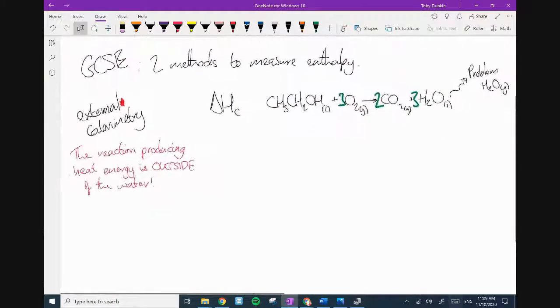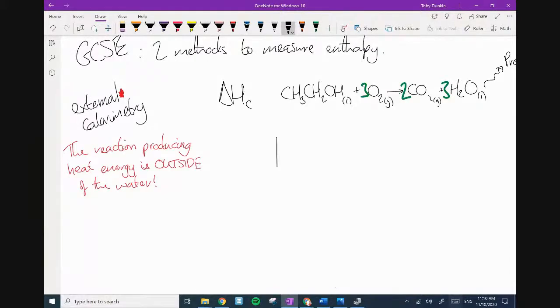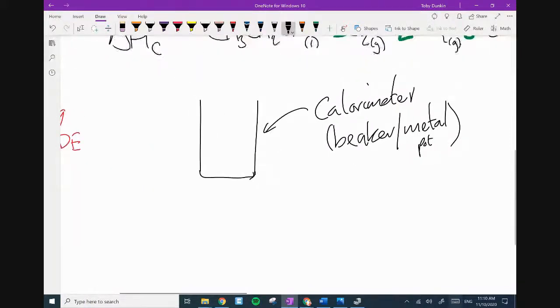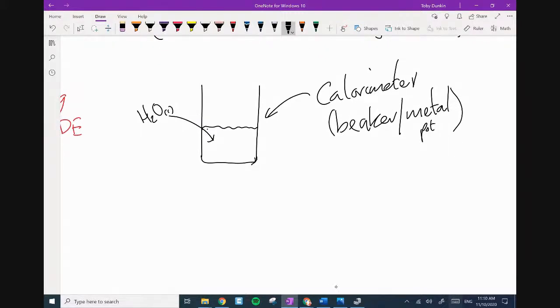And what does external calorimetry look like? It looks like this, and yes, you have to be able to draw it. You have a copper calorimeter. This is actually called a calorimeter, and this is literally a beaker or a metal pot. The metal pot is better because it conducts heat better, but it also has a higher heat capacity, which is a bit of a nightmare. But we're going to fill it with water. So we've got our H2O here, in the form of a liquid. And what we then do is we have our little burner.